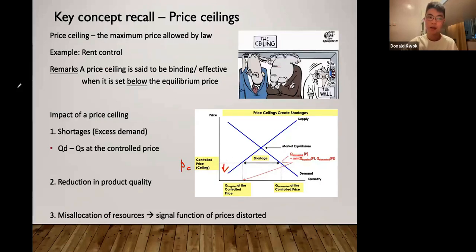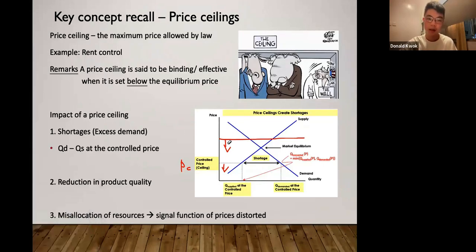The remark here is that a price ceiling is binding or effective when it is below the equilibrium price. Imagine there's a price ceiling above the equilibrium level, let's say here. By the meaning of price ceiling, any price below this level is allowed by law, including the equilibrium price. So when the price ceiling is set above the equilibrium level, it would be ineffective and there will be no impact seen in the market. So it's important for us to check the effectiveness of the price ceiling or price floor.